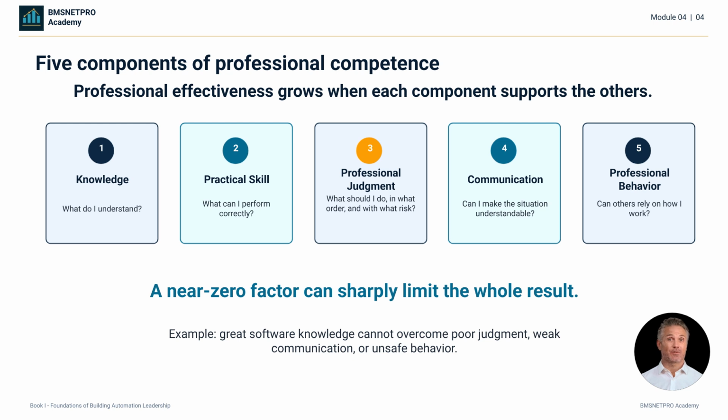The book organizes competence into 5 components. Knowledge answers, what do I understand? Practical skill answers, what can I perform correctly? Professional judgment asks, what should I do, in what order, and with what level of risk? Communication asks whether I can make the situation understandable to the people who must decide or act. Professional behavior asks whether others can rely on how I work. A weakness in any one of these areas can limit the whole professional result.